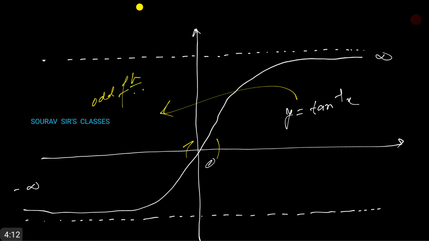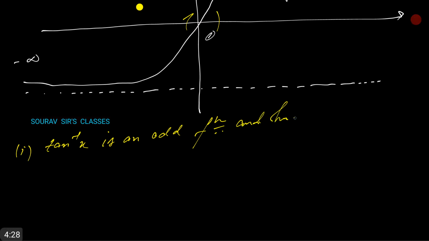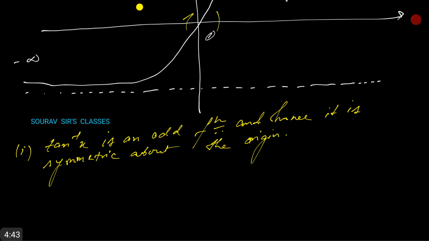Alright, let's write that down. 1. Tan inverse x is an odd function and hence it is symmetric about the origin. Alright, so the next point should be about the domain and range of tan inverse x.